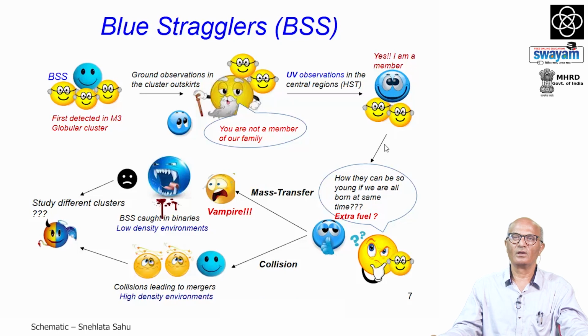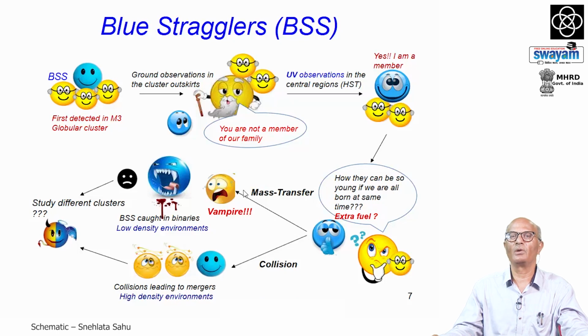Then the question arose, how can they be so young if they are cluster members? And the other question is how they are able to get extra fuel if they are members. For that, as I mentioned earlier, there are two competing theories.